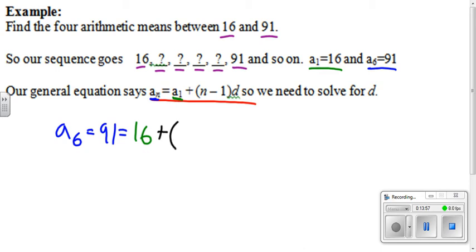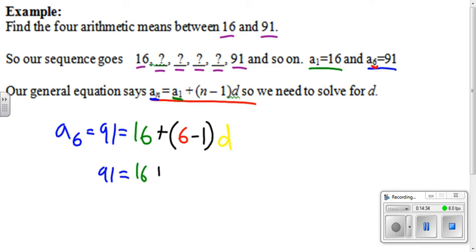Plus n, which is going to be 6 in this case, minus 1. And our common difference, that's the piece that we don't know quite yet, so we'll leave that as d. We're trying to solve for d in this case. So we put in our a sub n, a sub 1, and our n, because those are the pieces we know. So from here we say 91 equals 16 plus 6 minus 1 times d.